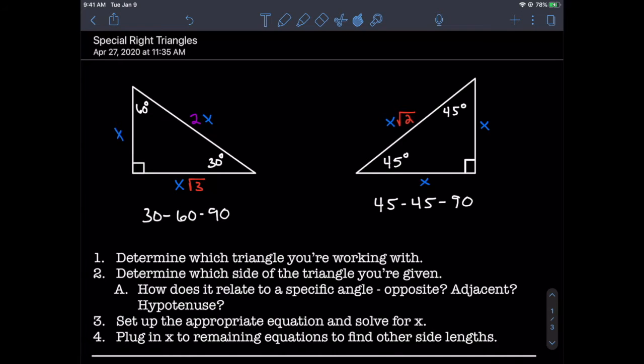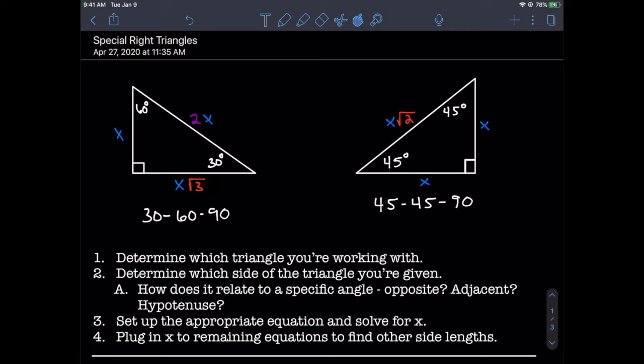Well, hey there! Today we're going to be talking about special right triangles. Now listen closely. These two triangles right here are super duper important to a lot of different things later on in math, so it's going to pay for you to get familiar with them and get familiar fast.